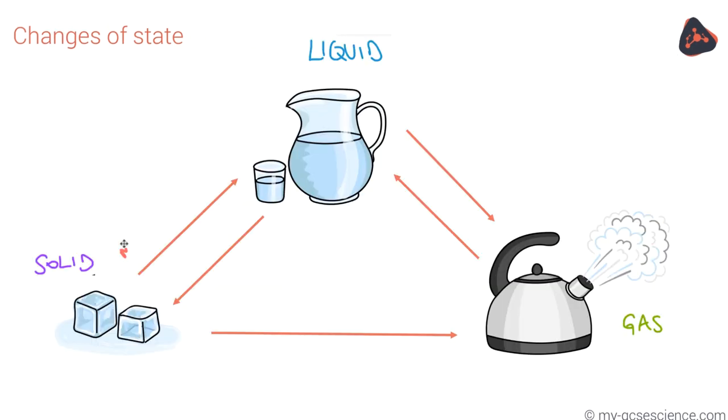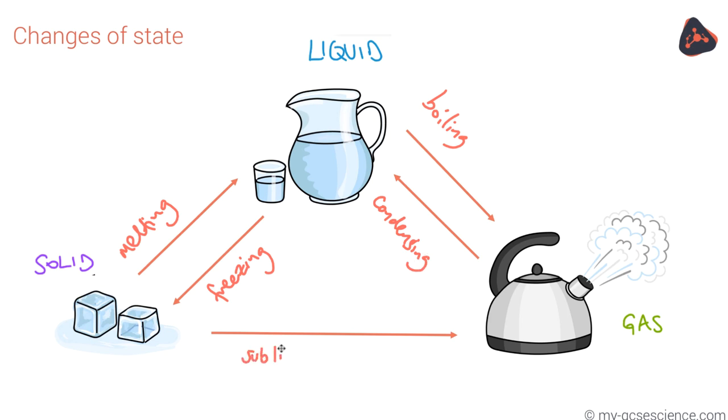So here is a summary of the changes of state. We can see solid to liquid is melting, liquid to solid is freezing. This happens at the melting point. Liquid to gas is boiling and gas to liquid is condensing, and this happens at the boiling point.